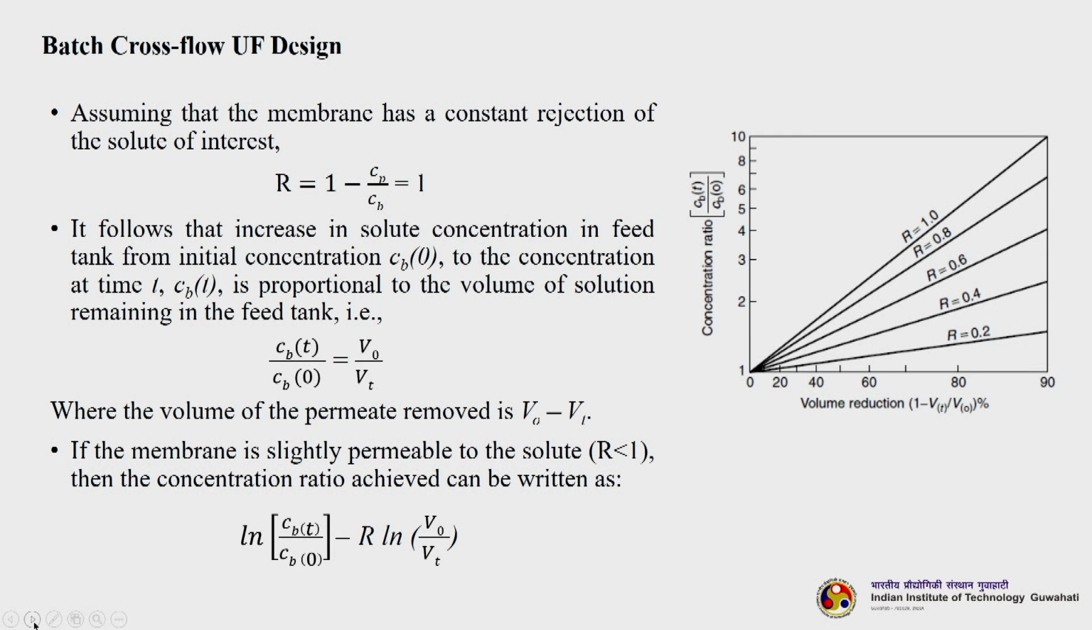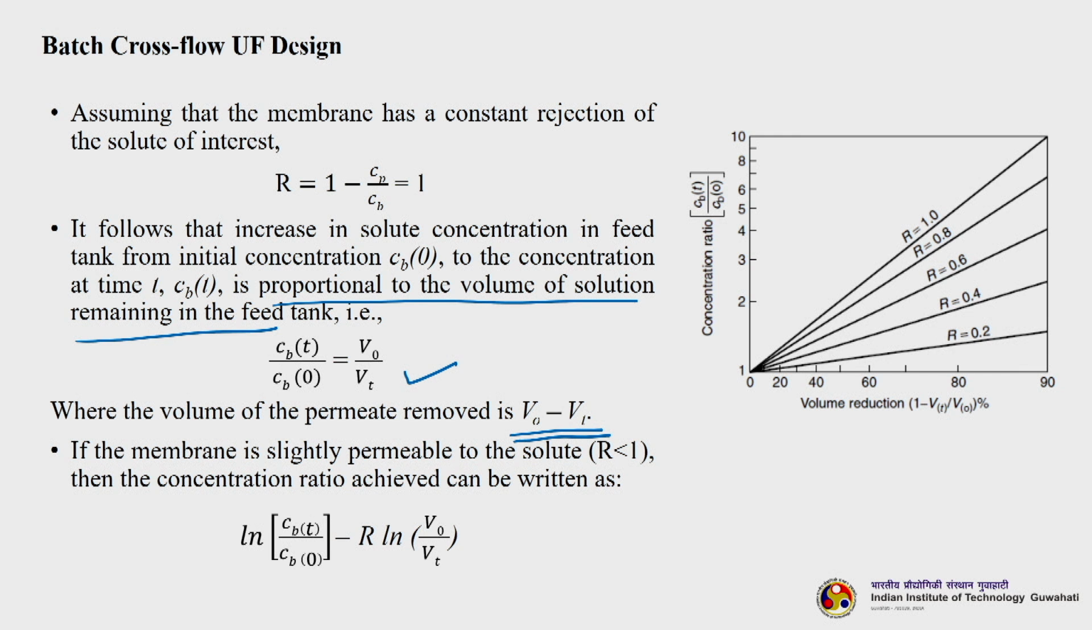So, it follows that the increase in solute concentration in the feed tank from initial concentration Cb naught to the concentration at time t, that is Cbt, is proportional to the volume of solution remaining in the feed tank. So, this is the equation: Cbt by Cb naught equals V naught by Vt. V naught is the initial volume of the feed tank, and Vt is the volume of the feed tank at any time t. So, the volume of the permeate that is removed is nothing but V naught minus Vt.